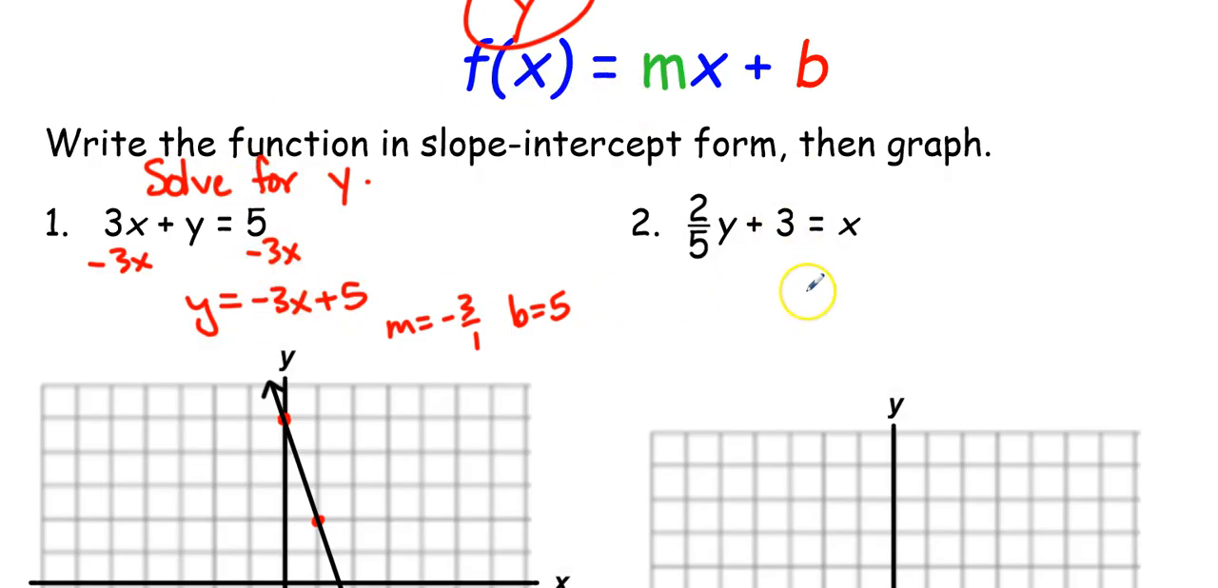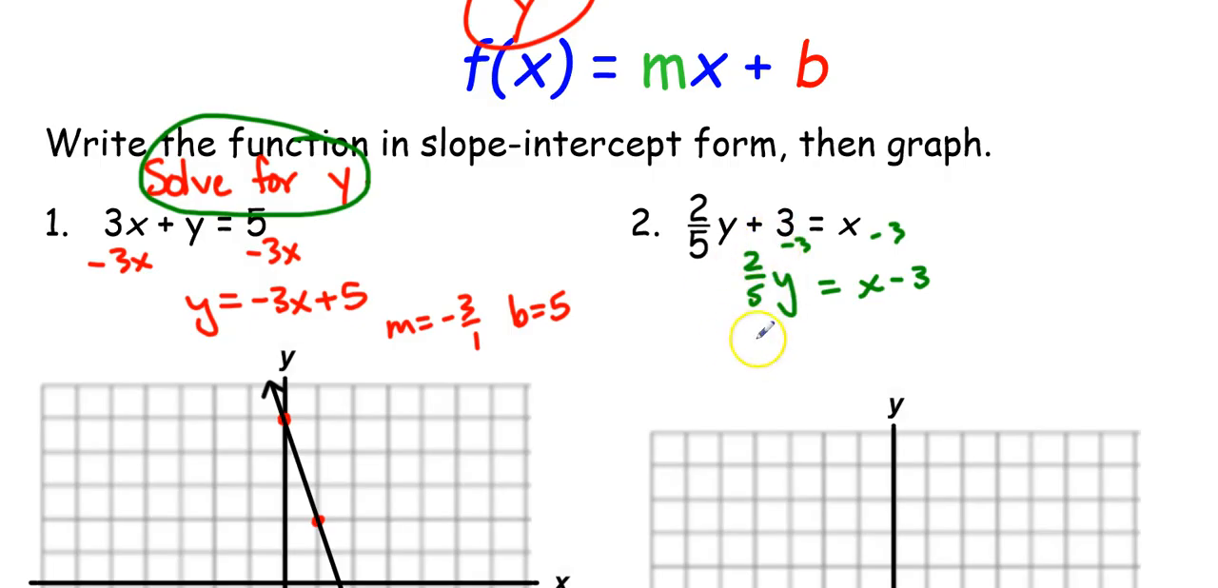So one more quick example. This one's a little more involved. So I've got a 2/5 y, and I'm going to kick this over. So again, I'm solving for y, because I need y equals mx plus b. So I'm going to subtract 3 from both sides. -3 minus 3. That leaves me with x minus 3.